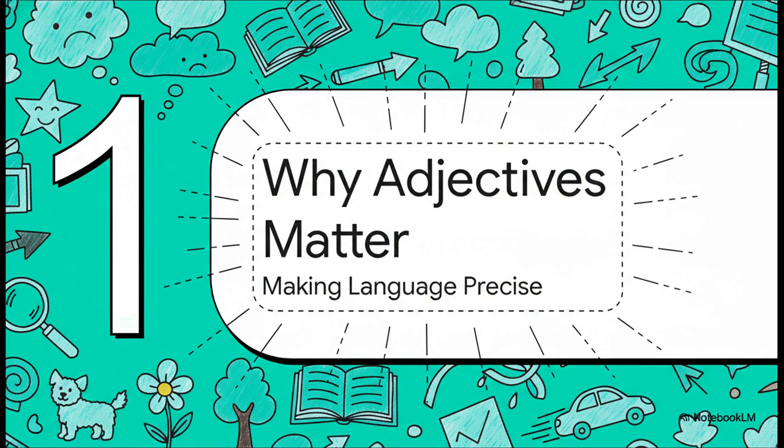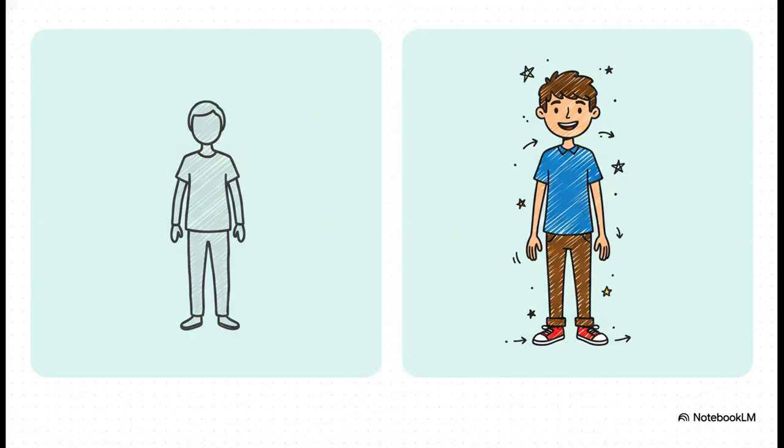An example is a great way to see the difference they really make. All right, take a look at this first sentence. The boy is standing. Now this sentence is correct, but it doesn't really give us much information. But look at what happens when we add one little word. The tall boy is standing. Just by adding the adjective tall, we get a much clearer picture in our minds. Adjectives add detail and they make our language more specific.